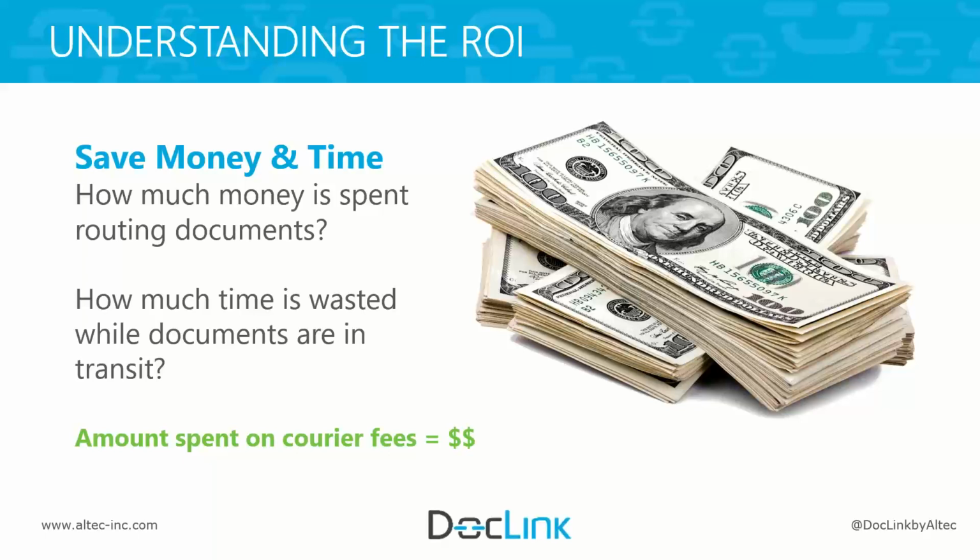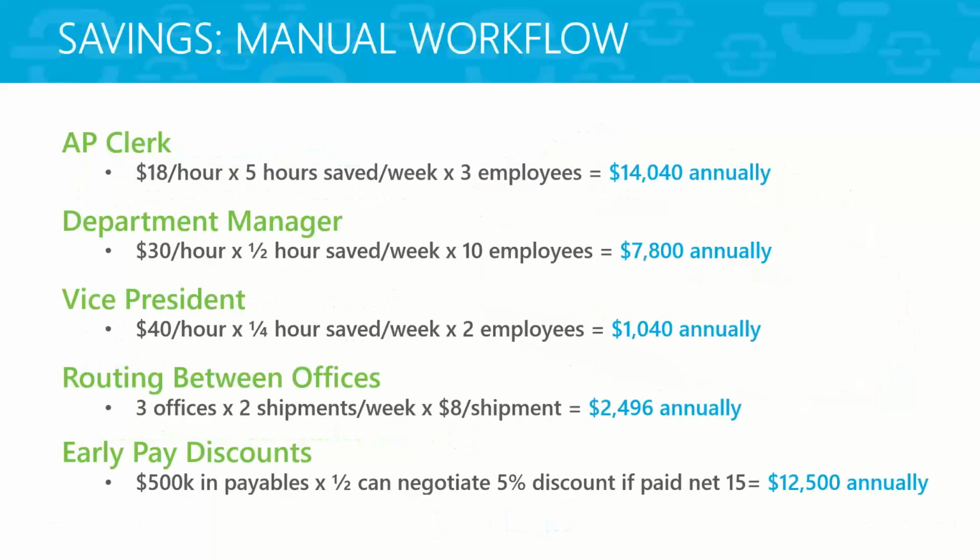How much money is spent on routing documents? And again, some of you that have multiple locations can probably relate to this. How much time is wasted while these documents are in transit? So spending money on courier fees. We look at the same thing, manually doing this based on historical and what we see. AP clerks, department clerks are now involved. Not a lot, but vice president a little bit. But the routing between offices in this situation, just as simple as 3 offices. Or think about those of you that maybe have different franchises or different locations that have multiple stores throughout your area or throughout the country. These are all areas where DocLink can help.